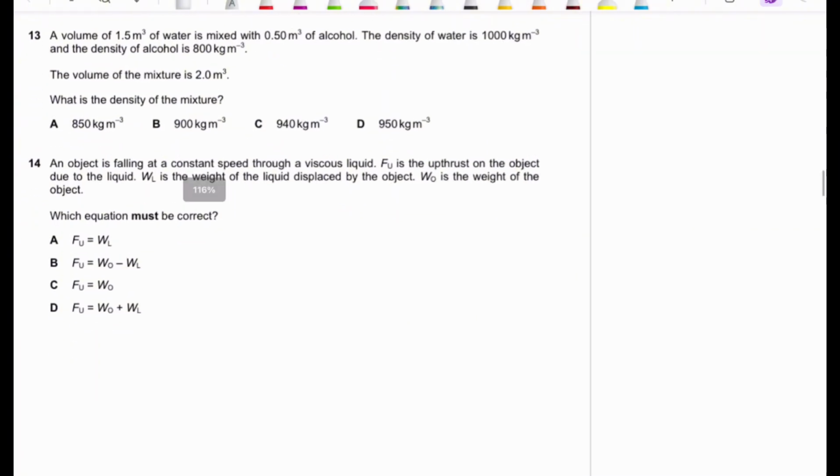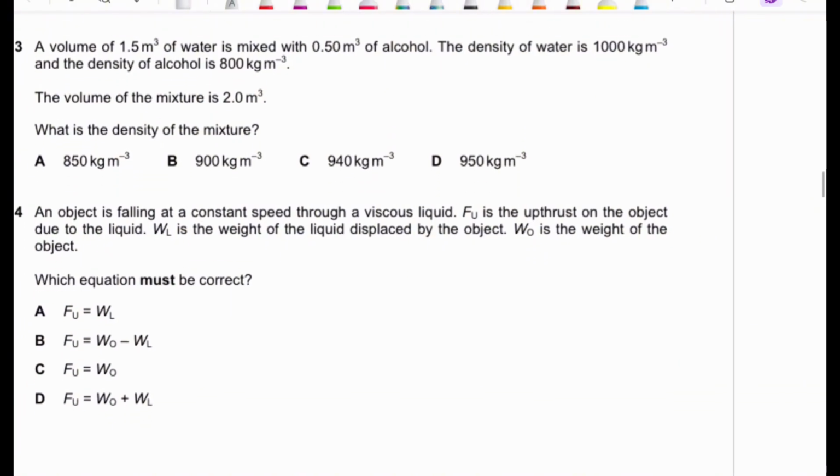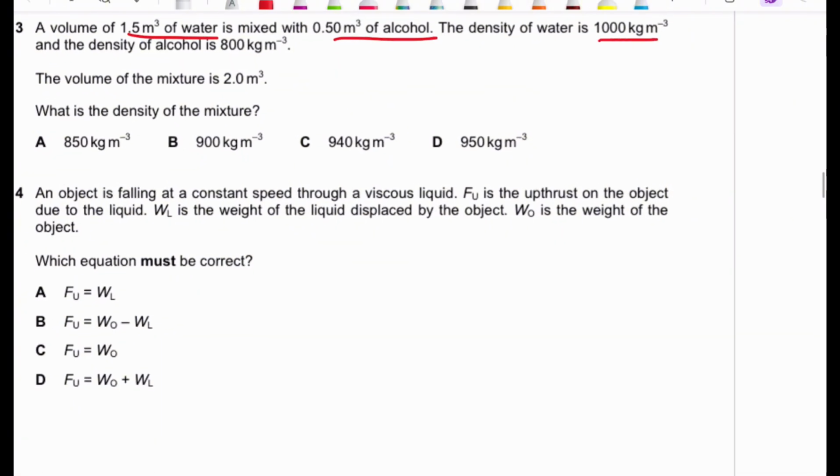Moving to question number 13. We've been given a volume of 1.5 cubic decimeters of water, and it's mixed with this volume of alcohol. The density of water is that, and the density of the alcohol is that, right? The volume of the resultant mixture is actually 2.0 m cubed. What is the density of the mixture?